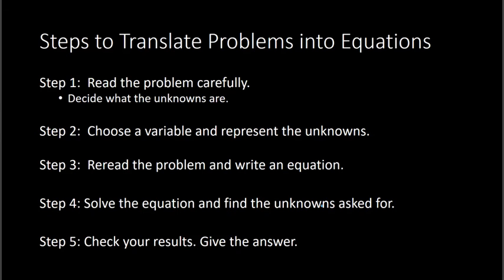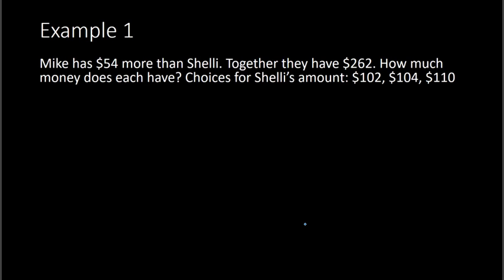So I'm going to walk you through just one example with this process. So example 1. Mike has $54 more than Shelly. Together, they have $262. And the question is, how much money does each have? And the choices for Shelly's amount are $102, $104, and $110.